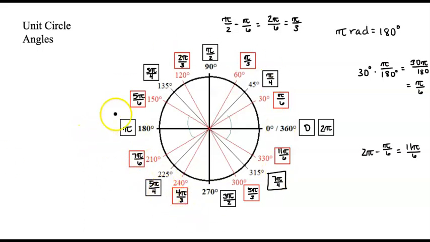So now that we've gone over all of the angle measures in our unit circle, we're going to start to look at our coordinates.